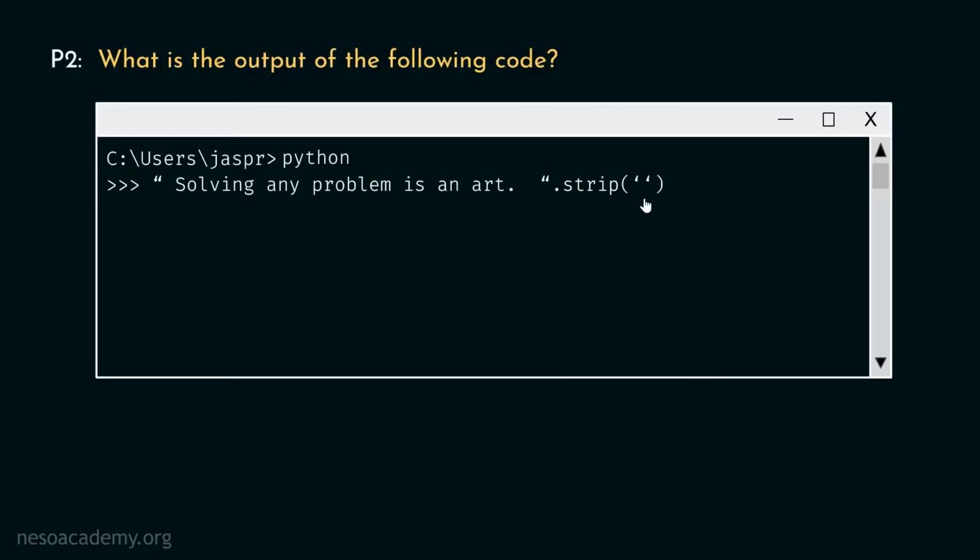I hope you're done. Now let me hit enter and let's see what happens. Here we will get this entire string with leading and trailing white spaces. Nothing has been removed in this case. Now why is that the case? We are getting this entire string.